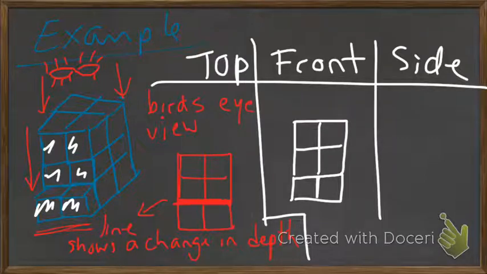Now again, there needs to be a way for us to show that there is a change in depth right here, right? Because these two are further ahead. So what we do is, again, we draw a thicker line. And that line, again, shows change in depth.